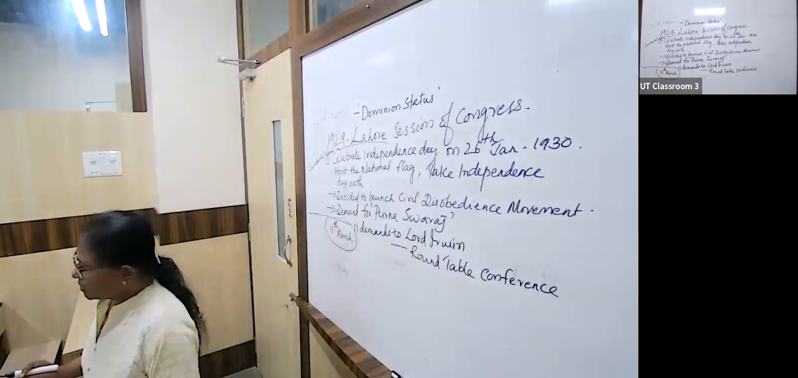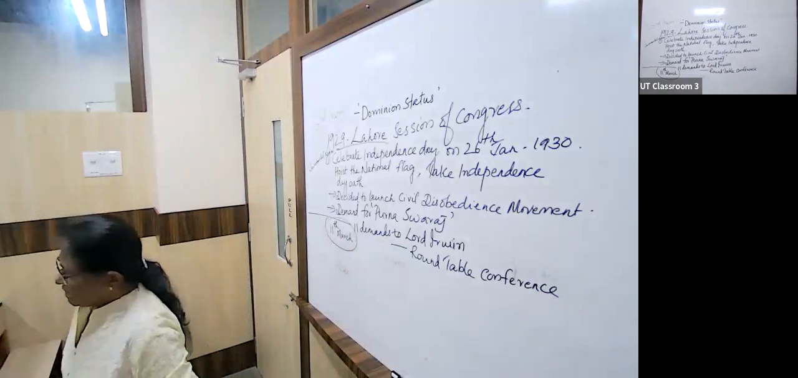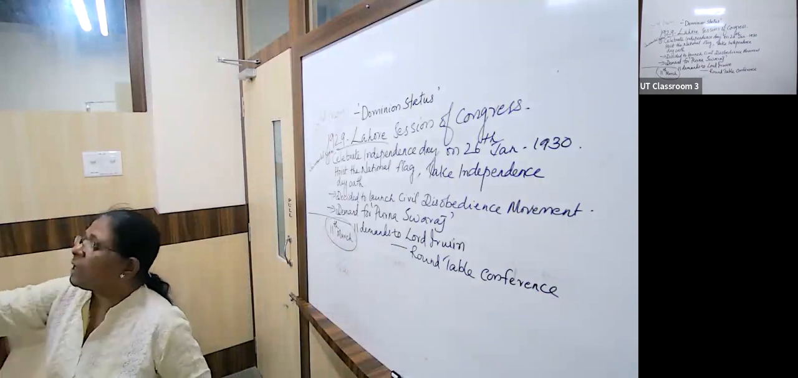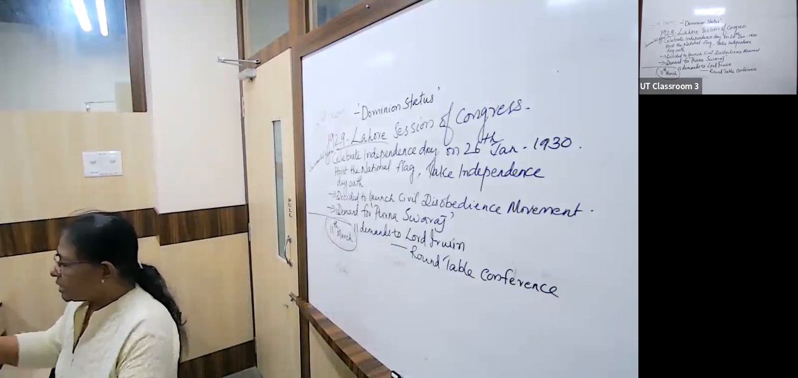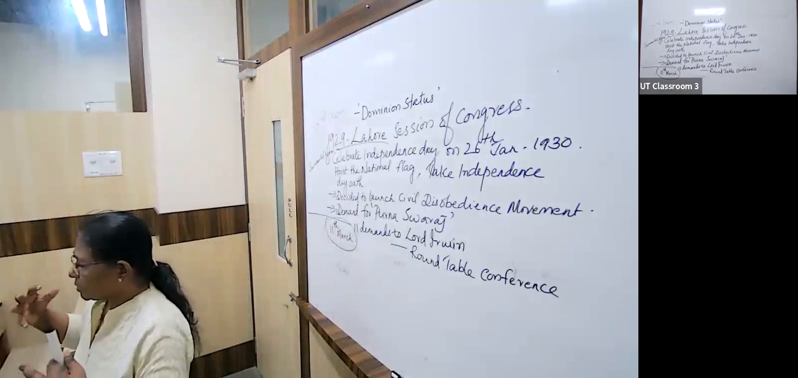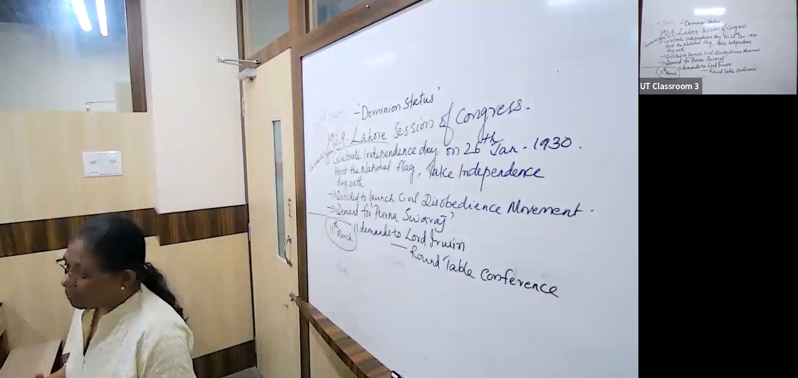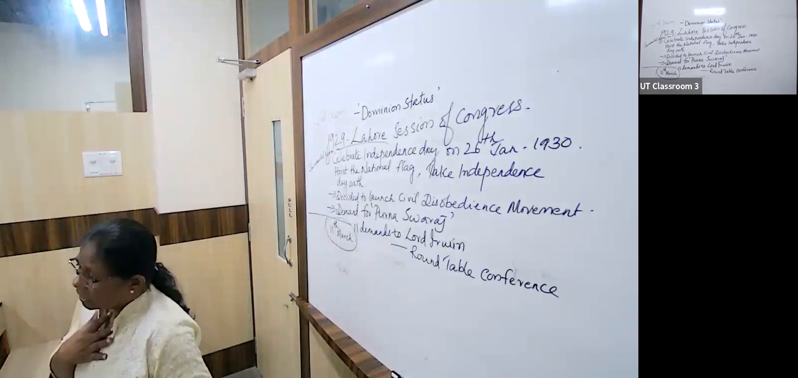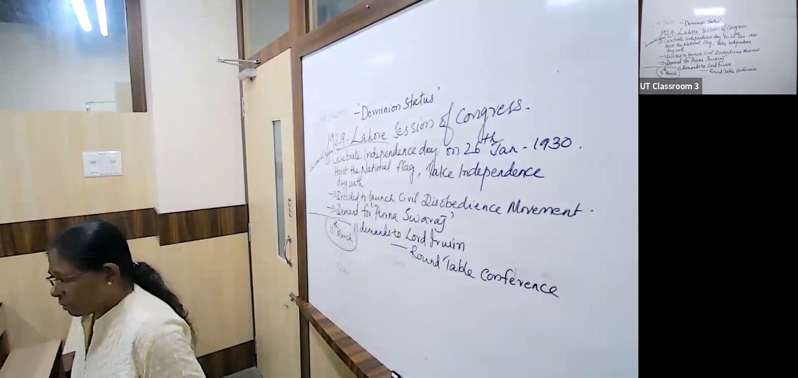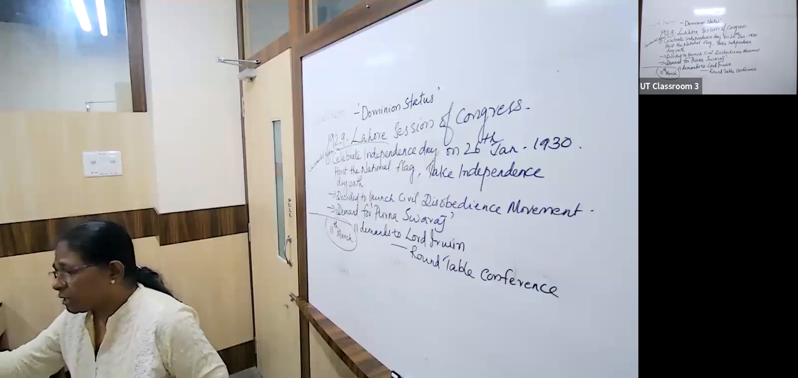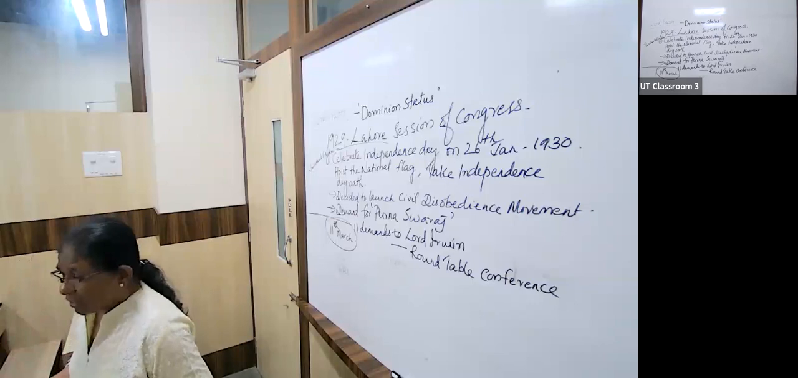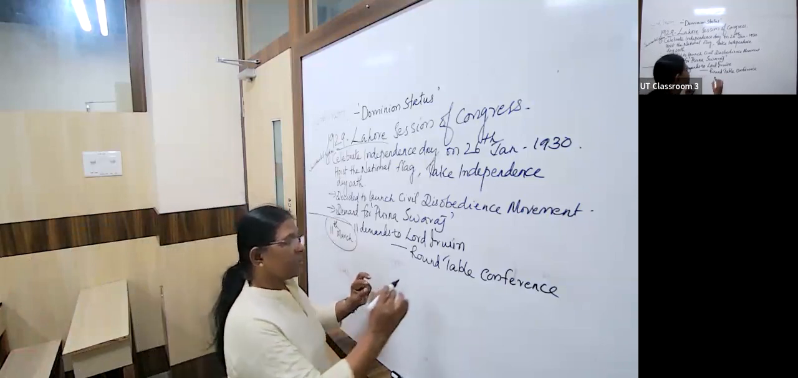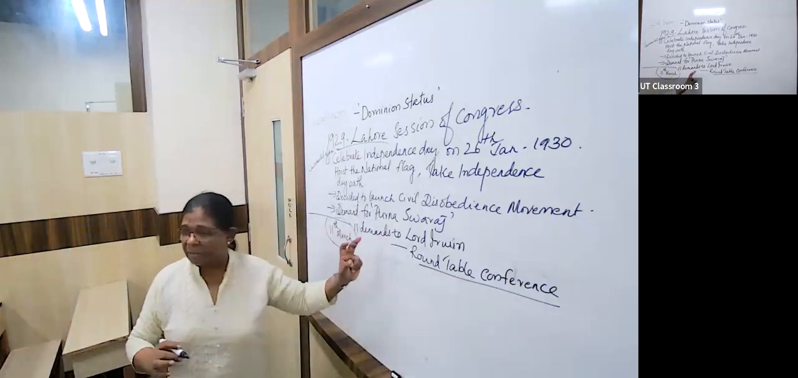What is a round table conference? You might have seen that round table. Around that, the British will be there and Indian representatives will be there. That means a discussion between the two parties, so some things we can reach out. If I am having a problem, I put forward my problem, and you, the British, accept or do not accept, whatever it is. That is what a round table conference is. This I am keeping pending.